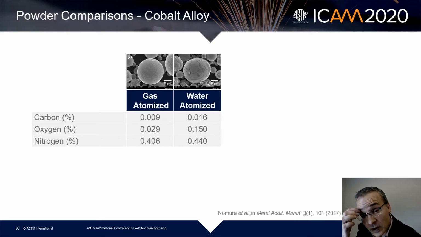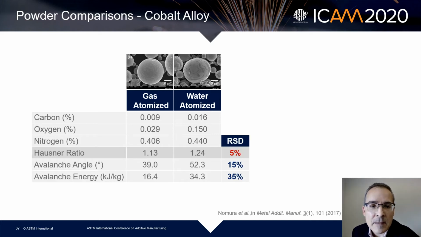Another example is for a couple of cobalt alloys, probably biomedical alloys used for medical purposes. Here again is a gas atomized and water atomized powder, and you can see obvious differences in chemistries from the production processes. If you look at the Hausner ratio in this case for these two, they're basically very close, only about 5% deviation between the two.